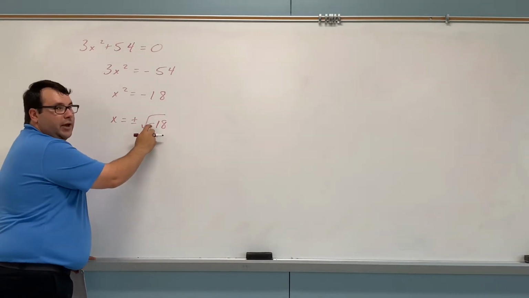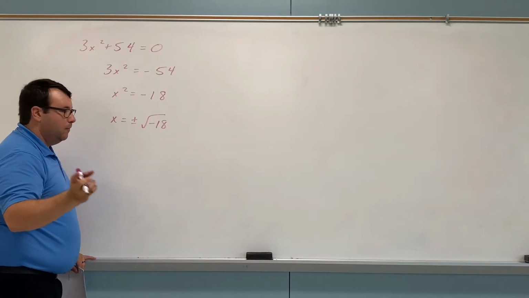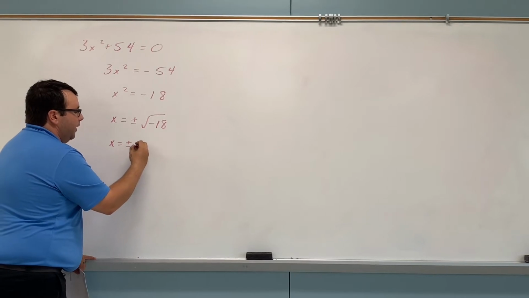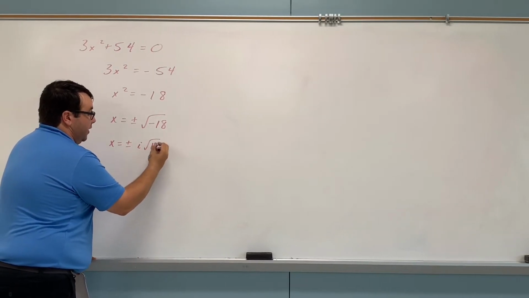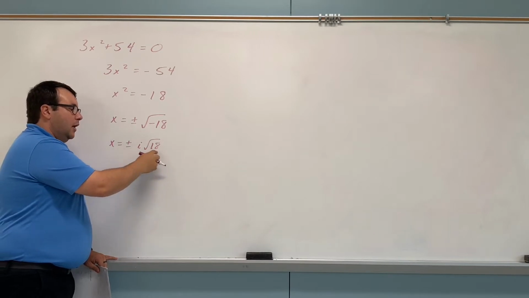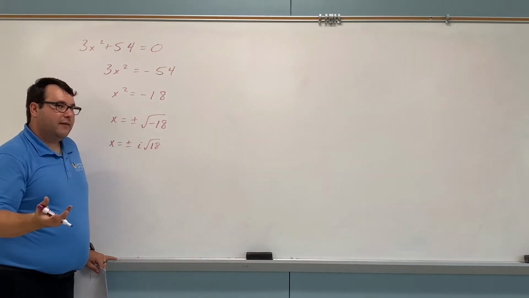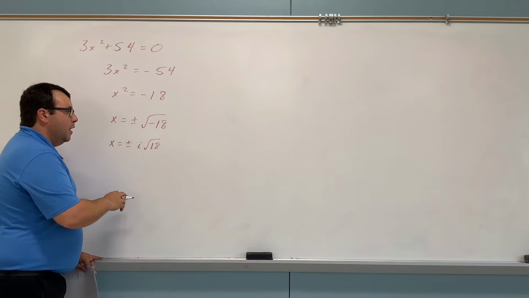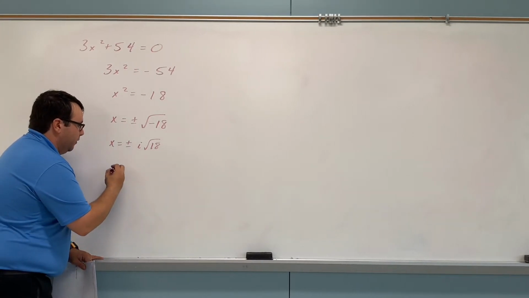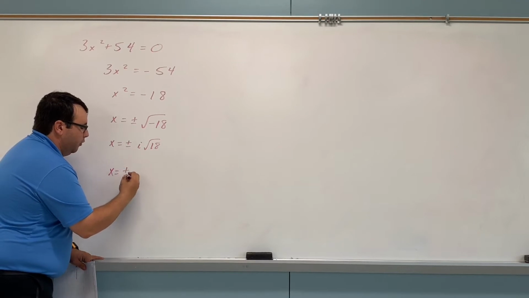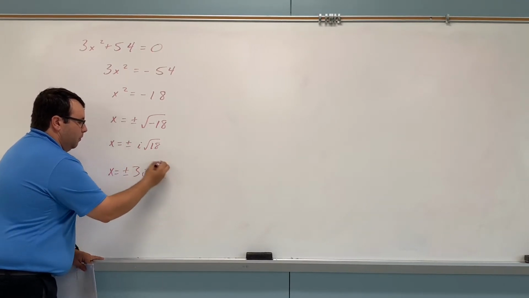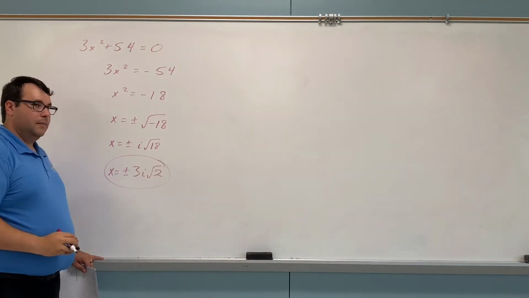Remember, the square root of a negative is an imaginary value. So this is technically x is equal to plus or minus i square root of 18. So don't forget to pull that imaginary value out. Now the square root of 18 can simplify, so we will do that. That's technically 9 times 2. The perfect square root of 9 is going to be 3, so x will equal plus or minus 3i square root of 2. Very good.